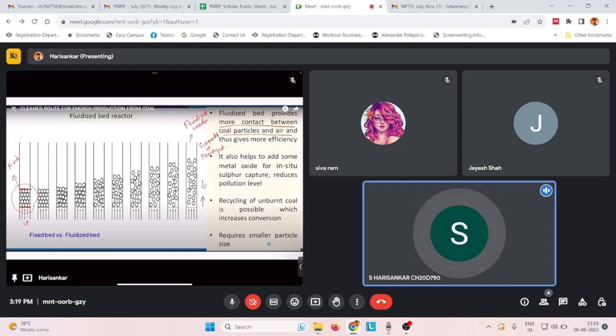And it also helps to add some in situ metal oxide for sulfur capture, which can eventually reduce the pollution that is caused by processing the coal. And you can also recycle unburnt coal in the fluidized bed reactor, which again increases the conversion efficiency. And the other thing about fluidized bed is that you require smaller size particles that can be operated in a fluidized bed compared to a fixed bed. So these are just some of the advantages of fluidized bed reactor.